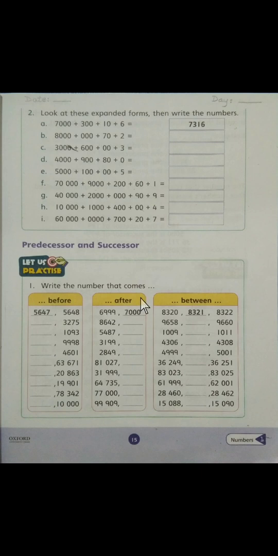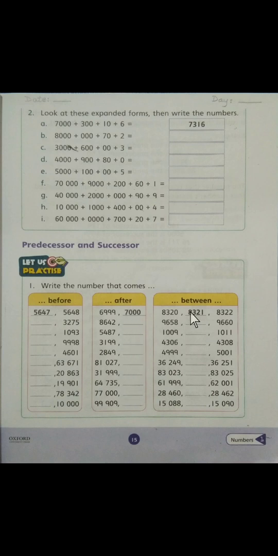Okay, look at the next column, it is the after column. In this column you have to write the number that comes after the given number. As the first one has been done for you, look at this example. Here we have the number 6999, and we name this number 6999. Now you have to write the number that comes after 6999. So the number 7000 is the number that comes after 6999. The remaining will be done by yourself.